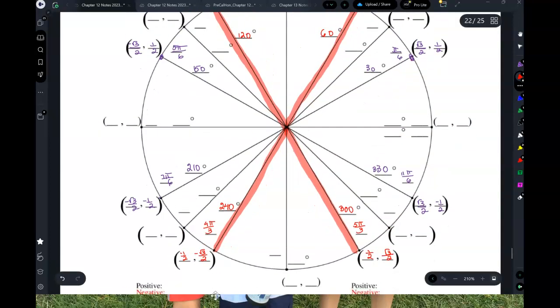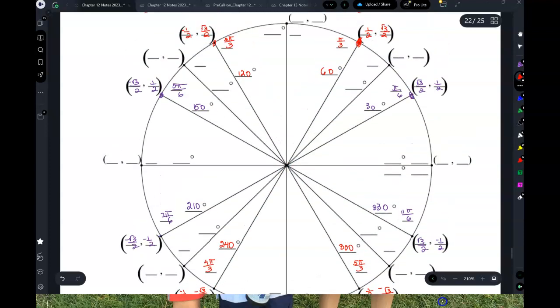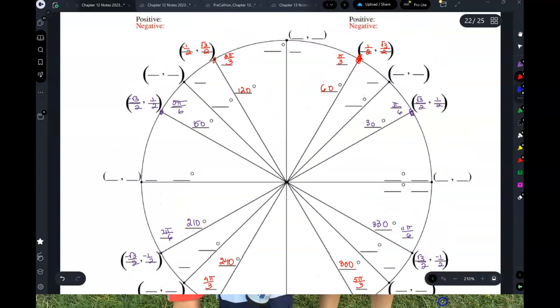Negative, right? Okay, let's do the 45s now. So for the 45s, what do we know about the horizontal and the vertical distance? The horizontal and the vertical distance for the 45s are the same. And it's root 2 over 2. Both of them are just root 2 over 2. So to get to this point, I go positive root 2 over 2, positive root 2 over 2. Both positive.